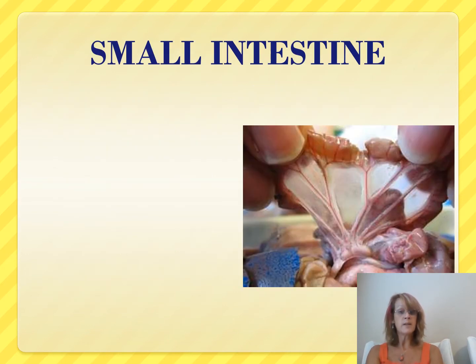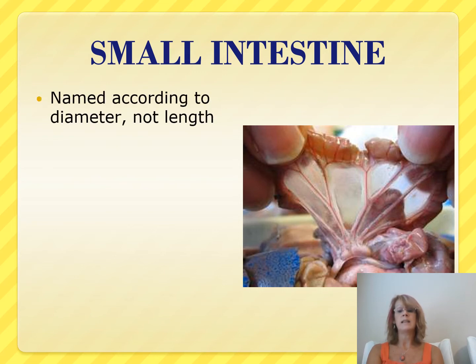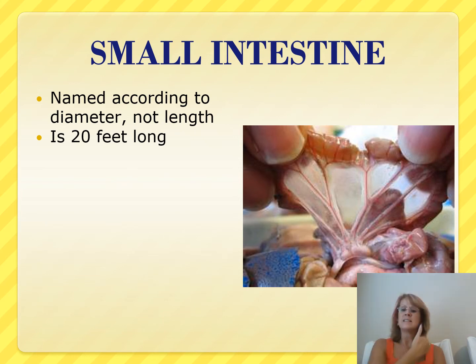So speaking of the small intestine, it gets its name because it's narrow. Okay? It's named according to its diameter, not its length. And just to give you guys an idea, the average human small intestine is 20 feet long. You have 20 feet of small intestine shoved into this one little space, where you also find your kidneys, you also find your large intestine, you have your liver, you have, ladies, you have your uterus, you have your bladder. All that is right there.